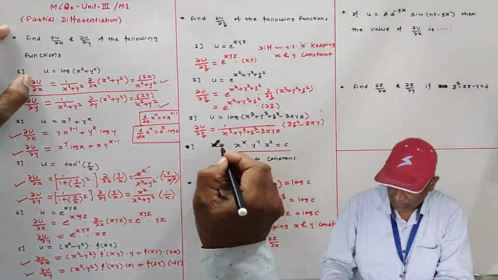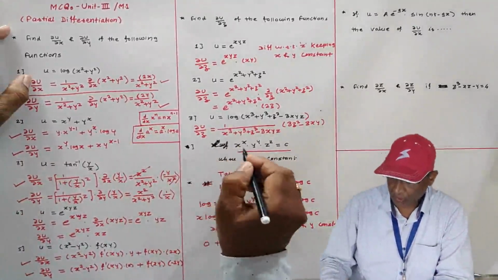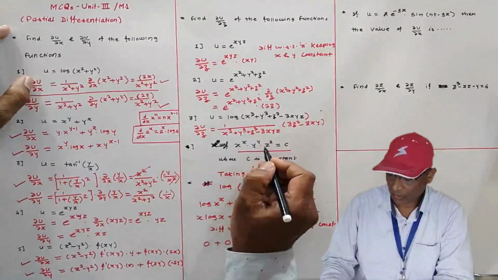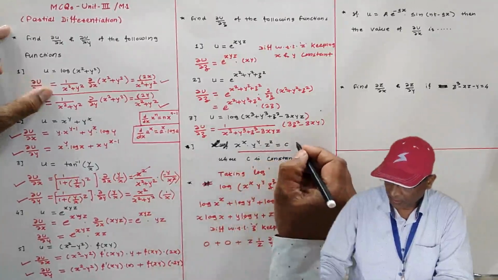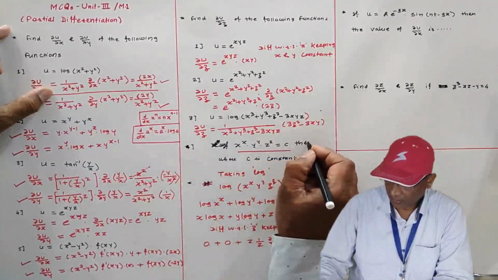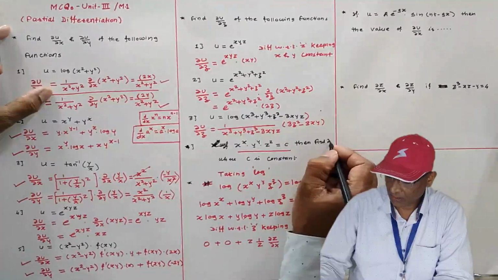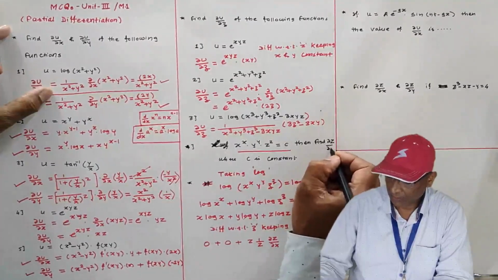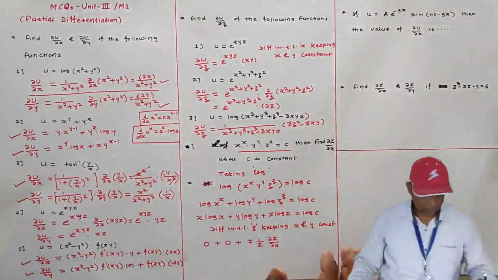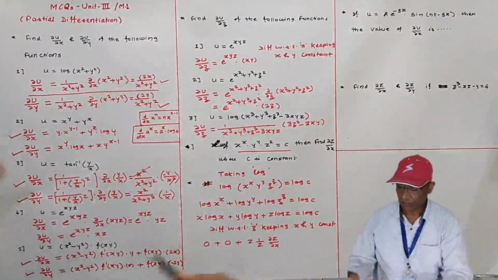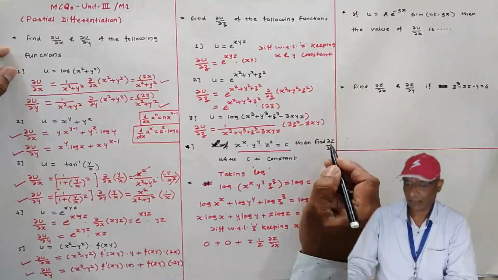Here the question is like this. If x to the power x, y to the power y, z to the power z equals c, then find del z by del x. Now del z by del x I have to find.